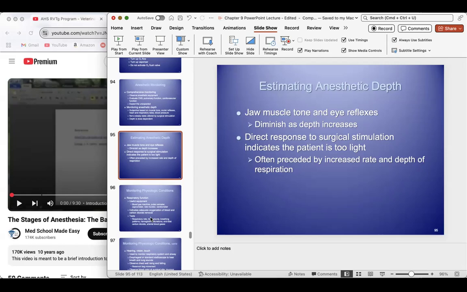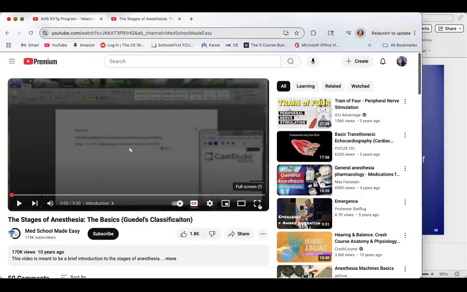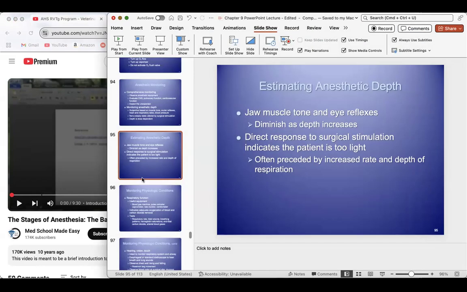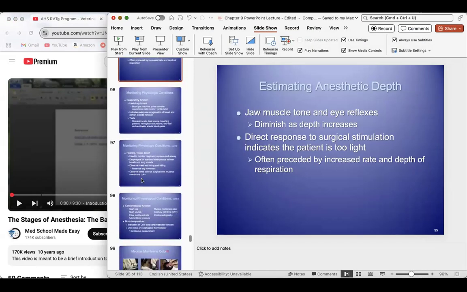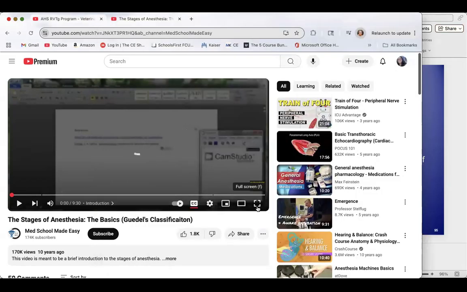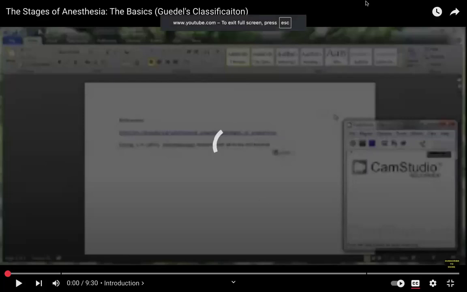So again, I'm going to share here a video about the stages of anesthesia. We'll watch through this video and then we'll come back to our slides. We only have a few more slides left, and we're going to then look at the different vital signs and testing that we use to also help us with monitoring. Alrighty, so we'll get into this video here now.